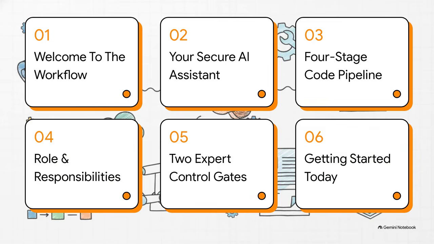Here's a quick roadmap of what we'll cover. We'll start with a welcome to the workflow, introduce your secure AI assistant, break down the 4-stage code pipeline, clarify your roles and responsibilities, detail the 2 expert control gates, and finally, show you how to get started today.